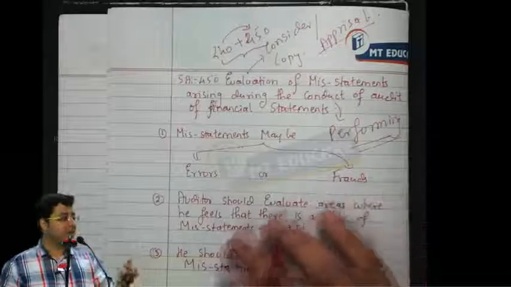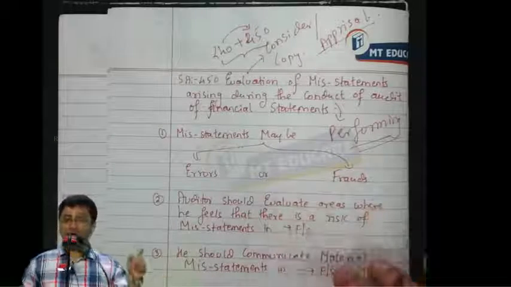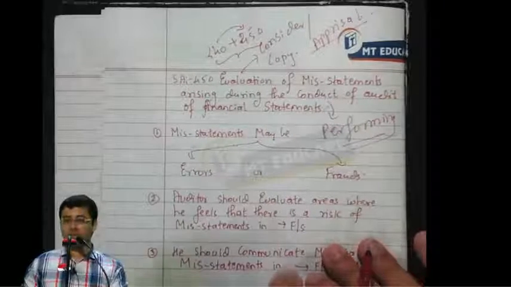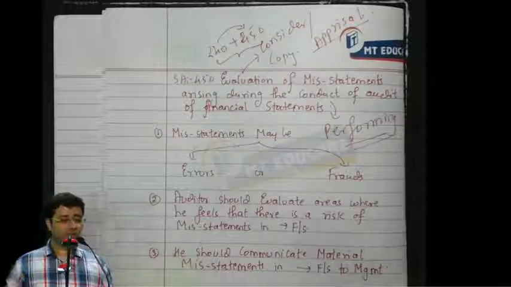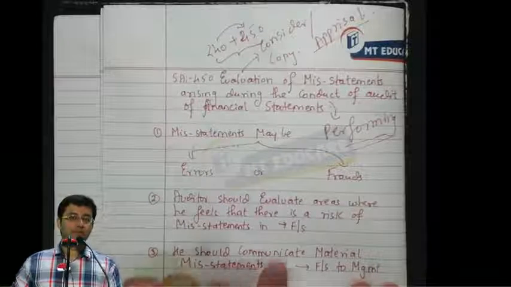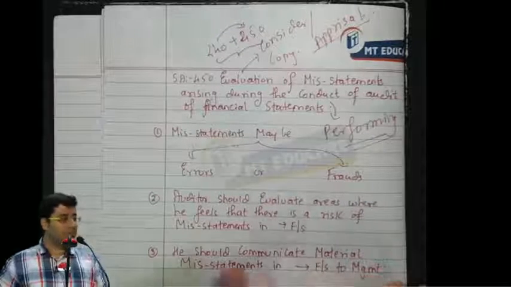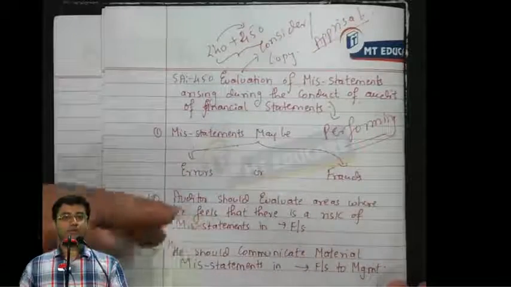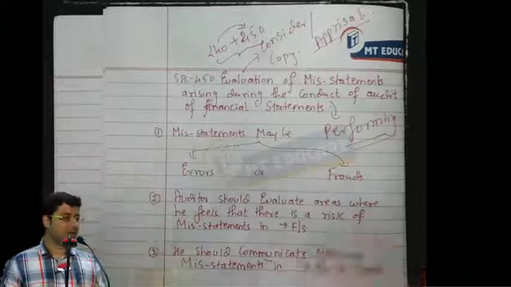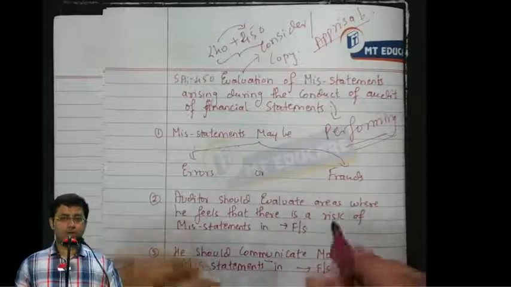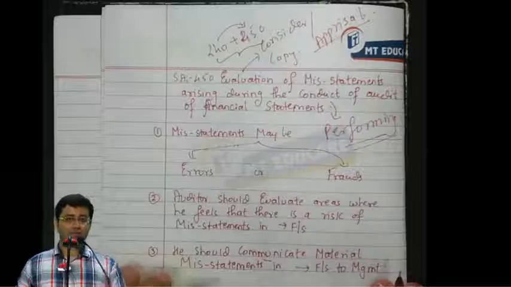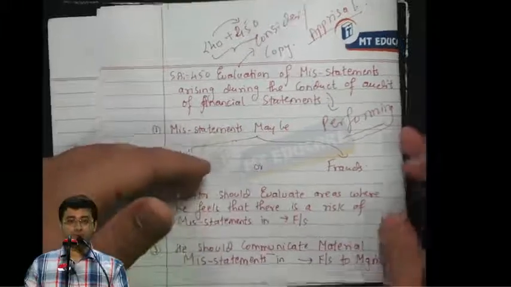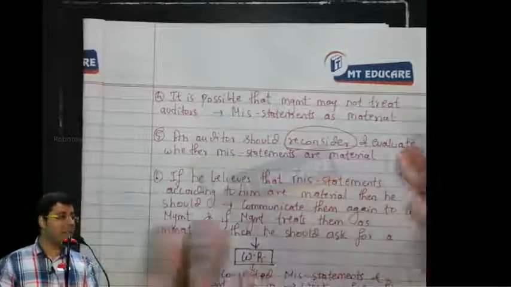What you feel is a misstatement may not be a misstatement according to the management. And suppose you feel something is a material misstatement, and even the management knows that it's a material misstatement, but it is not presenting itself that way. So the auditor should communicate material misstatements in financial statements to the management. That means if you feel there is a misstatement either in the form of an error or a fraud, please make sure that you make a communication. I told you that this word communication keeps coming up in so many auditing standards. That much importance this word has. So you should communicate material misstatements to the management. When you communicate, you should also ask the management to rectify the misstatement.